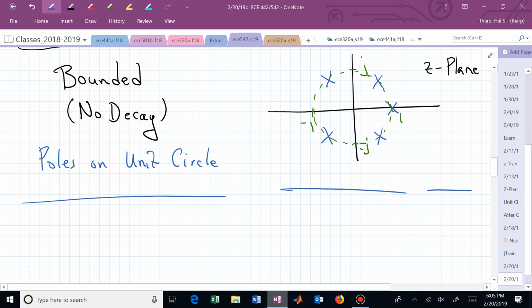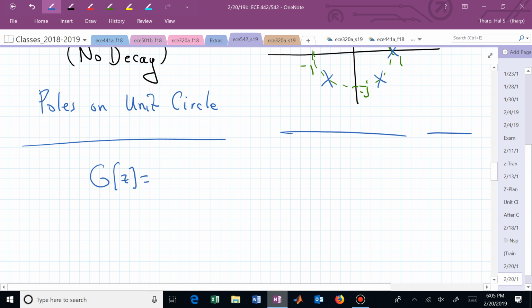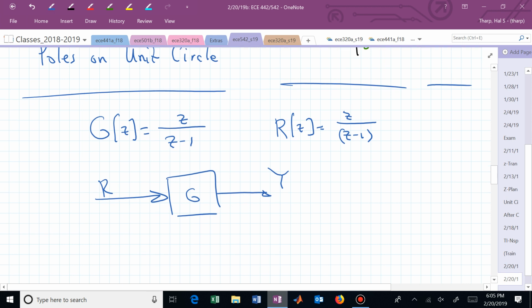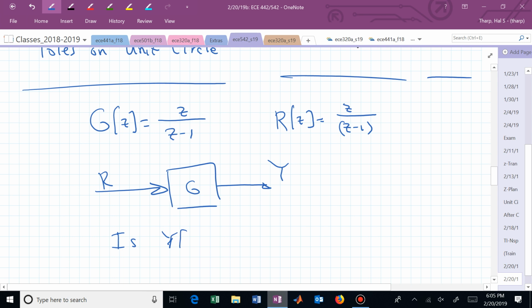Now I'm changing it a little bit, and I'm saying, what if we had g of z that looked like that? Maybe we could even put a 0 there if we wanted to. And now we put in an input, r of z, that was also right there. So that now here's g, here's r, and here's y. Is y bounded? Or really, is the time sequence y of n bounded? I hope that's sort of clear. Is y of z bounded in the inverse Z transform?